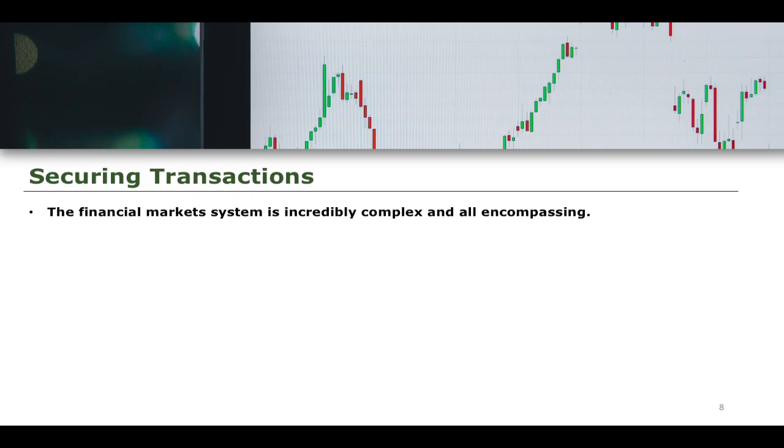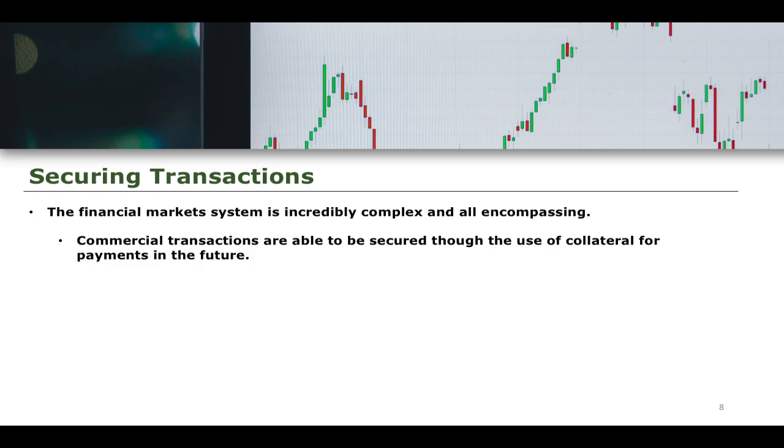Finally, or penultimately, I believe the issue of securing transactions is also a very important point when it comes to financial instruments and financial markets. Financial markets have developed today into an incredibly complex system of all-encompassing roles relating to financial systems. Commercial transactions are able to be secured through the use of collateral for payments in the future. And this is how things like eToro and Robinhood and Vanguard all operate when we think about making a trade. Okay, you make a trade, you purchase some stock or some stuff of that regard.